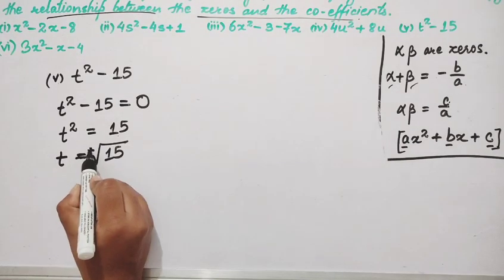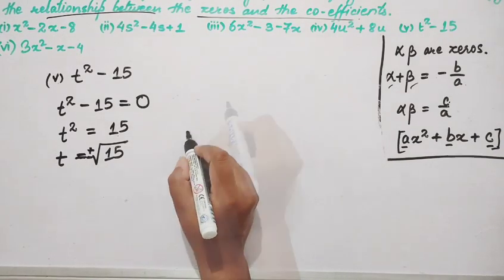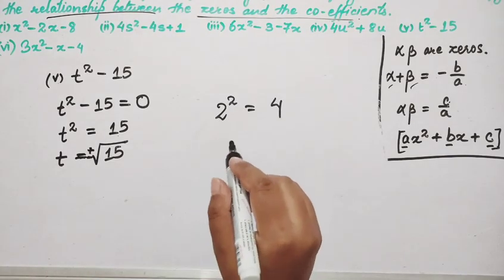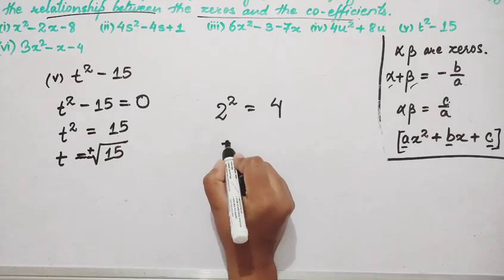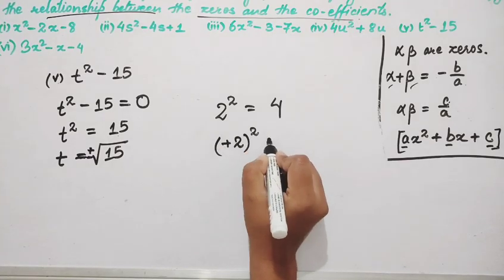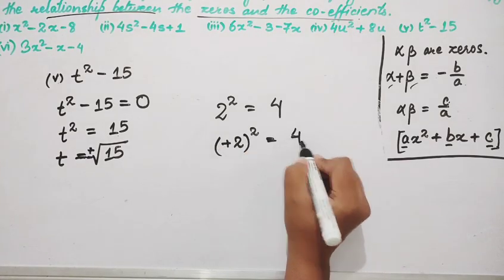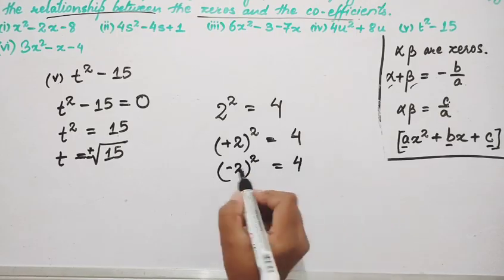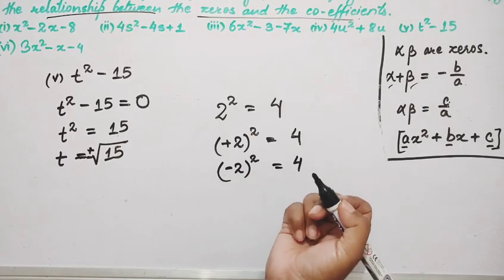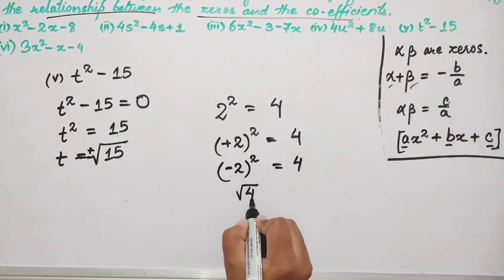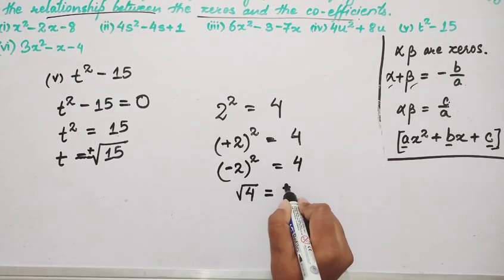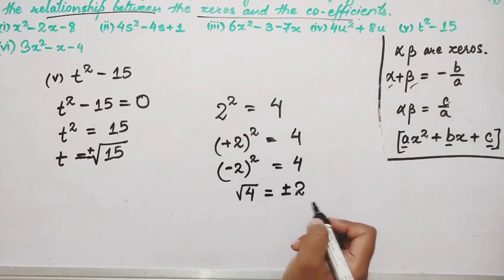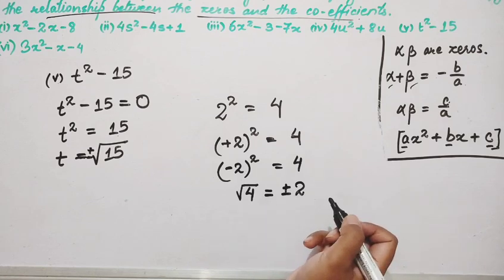Why is plus minus required? Because 2 square is 4. In this case, there are two possibilities. One is plus 2 whole square, which will be your 4. Again, minus 2 whole square is also 4, because minus into minus would be plus. So when we take out root 4, the answer of root 4 would be plus and minus 2. That is, it can be plus 2 or it can be minus 2.